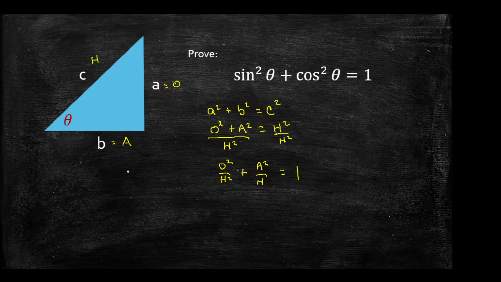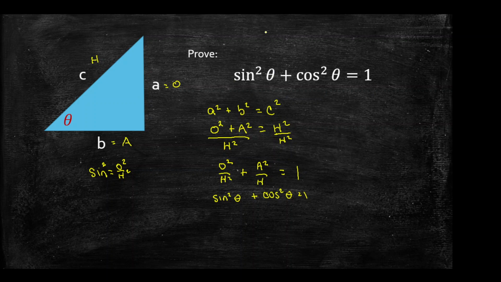Well, if you'll remember, our sine function is opposite over hypotenuse, and cosine is adjacent over hypotenuse. I'm not going to write that out. And so sine squared would be O squared over h squared, right? So this really is just sine squared theta plus cosine squared theta equals 1. So that's where this whole Pythagorean identity comes from, and this is why we call them the Pythagorean identities.